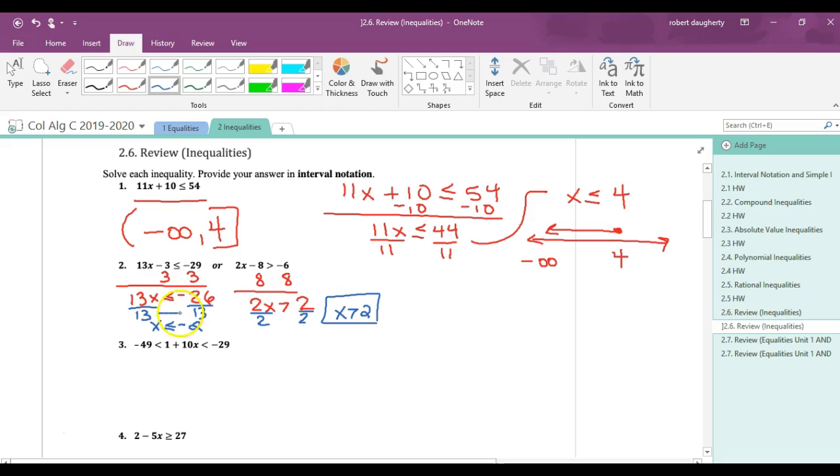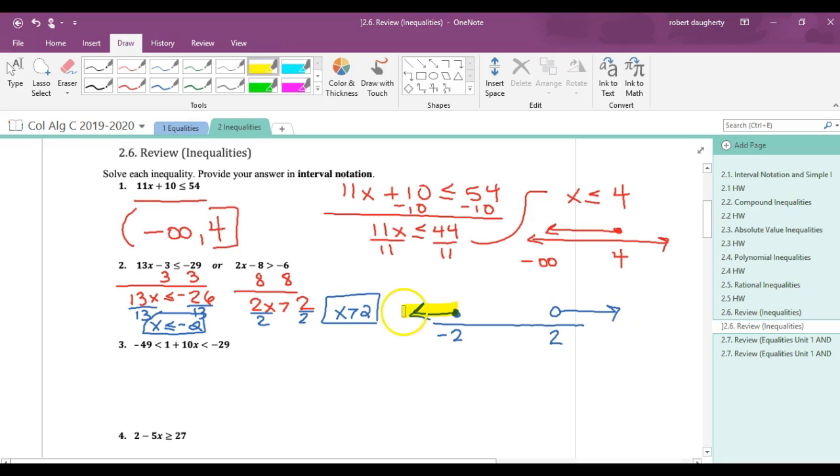So I've got two conditions here, x less than or equal to negative 2, x greater than 2. So on a number line, negative 2 and 2. What does it mean to be less than or equal to negative 2? That means closed circle, shade to the left. What does it mean to be greater than 2? That means open circle, shade to the right.